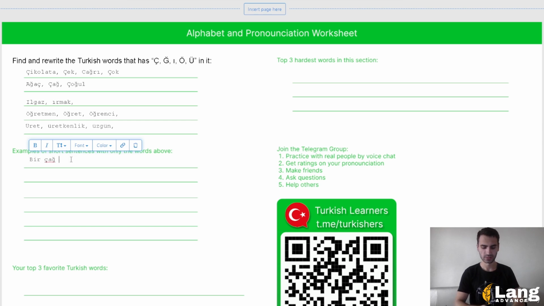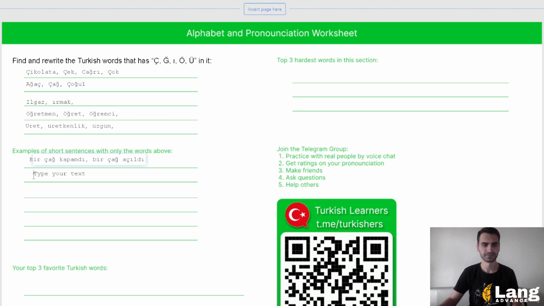So, bir çağ kapandı, bir çağ açıldı. What is this? One age has been closed. It's past tense. Kapa, it's close. And bir çağ açıldı. Opened. One age closed, one age opened. Like one of them finished, one of them started, you know.